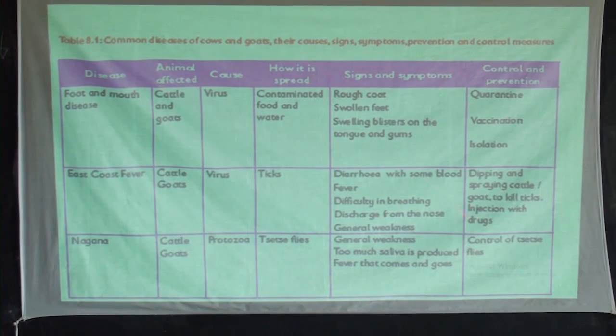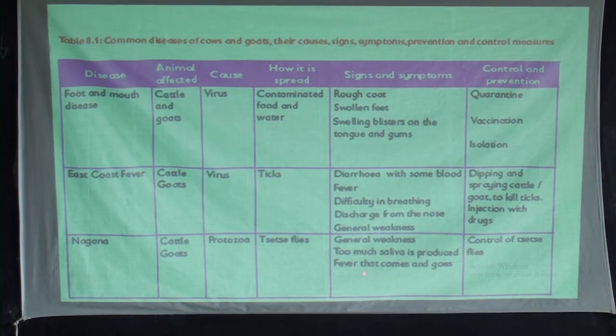And then we go to signs and symptoms. Simply look at general weakness, too much saliva also produced, then fever that comes and goes. It is not constant in this case. It comes and goes. You might think maybe the cow is okay now, but again it gets the fever back. So once you have a couple of these signs, this will be Nagana.